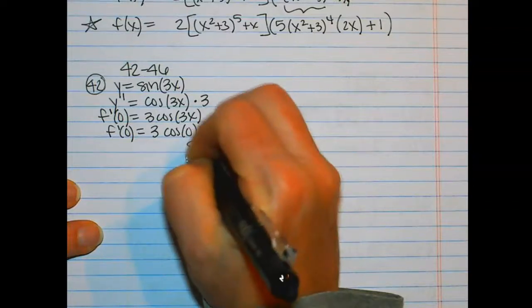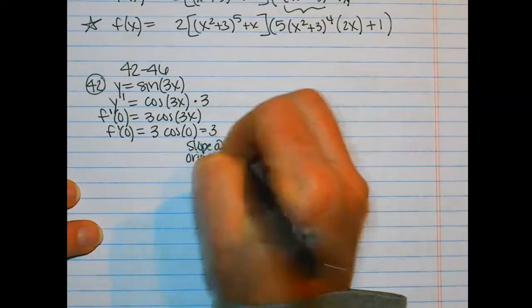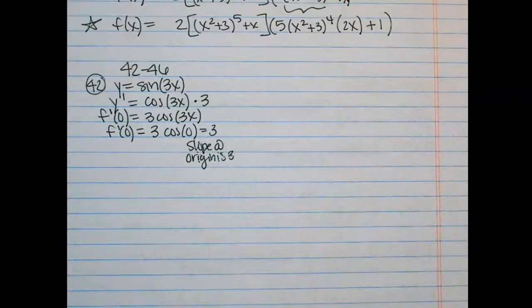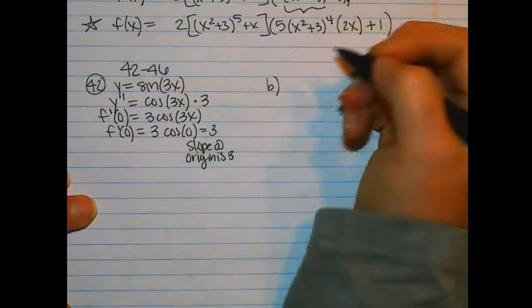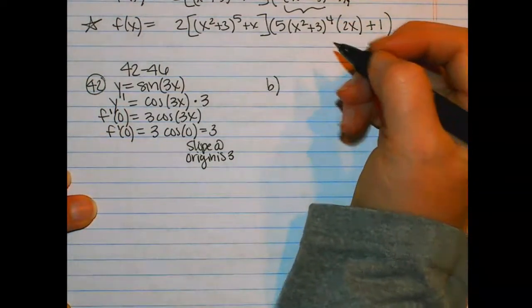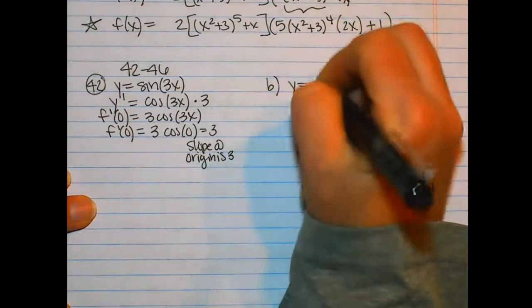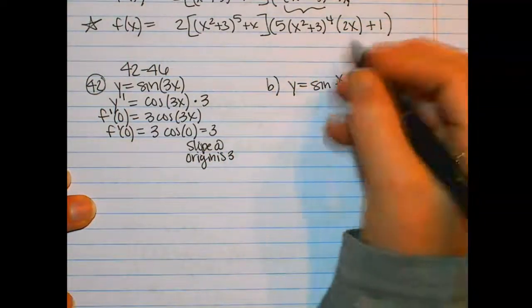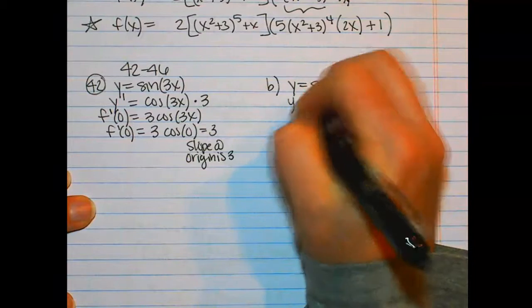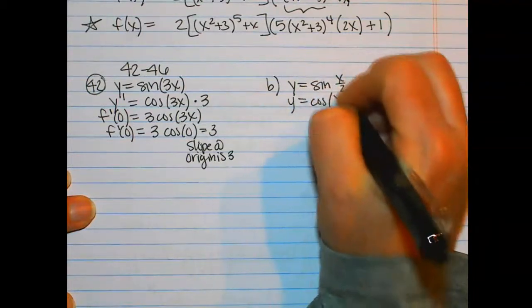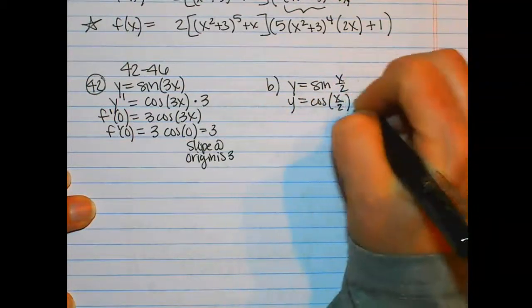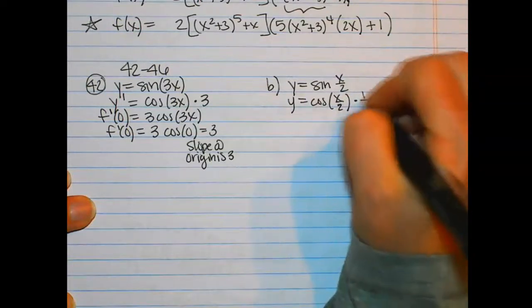at the origin is 3, and they ask us to compare it to the period, which if you look at their picture, it is also 3. So that's kind of interesting. And then B for 42, there's two parts to that. B says y equals sine of x over 2. And if you look at that, we're going to have y equals cosine, keep the x over 2, times derivative of 1/2 x is 1/2.